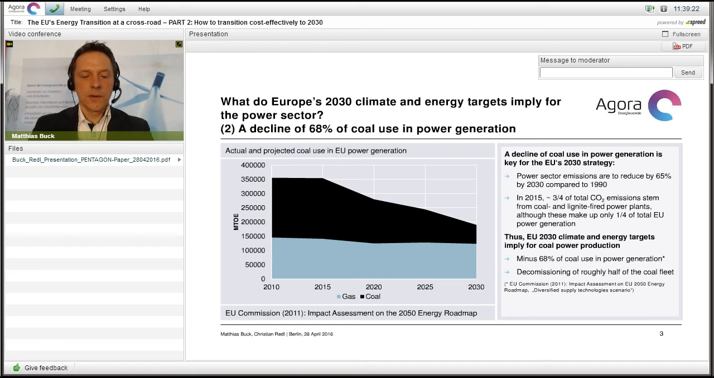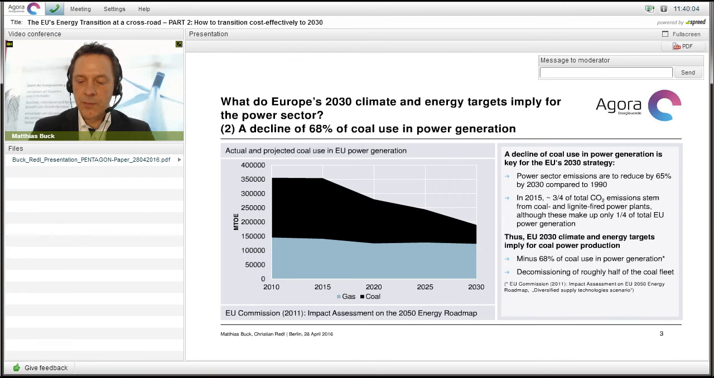A second important finding, if you're looking at the 2030 climate and energy targets, relates to the use of coal in power generation. According to projections by the Commission, their diversified supply technology scenario, there is a projection of a 68% reduction of coal use in power generation. To recall, in 2015, 3/4 of CO2 emissions in Europe stemmed from coal and lignite-fired power plants, although these make up only 1/4 of total EU power generation.